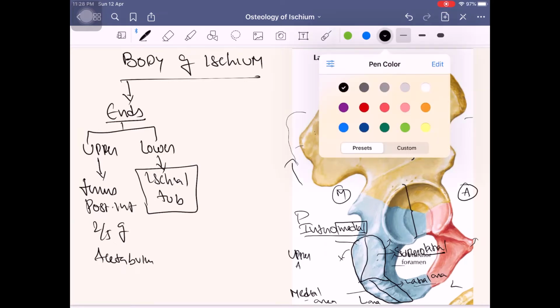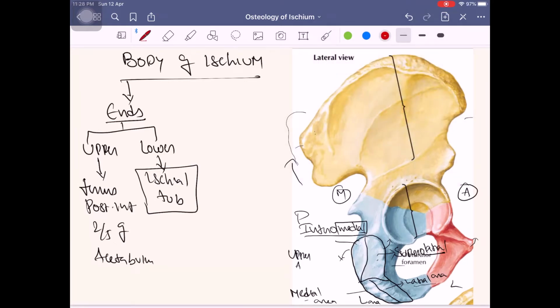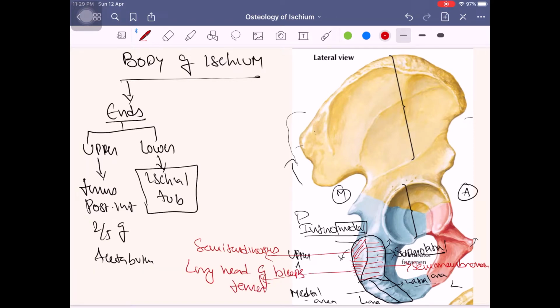So what are the muscles? In the superolateral area you have a half-membranous muscle, the semi-membranosus, it's the name of a muscle. Whereas in the inferomedial area you have two muscles. One muscle is the semi-tendinosus. Another muscle is the long head of biceps femoris. So this is another muscle.